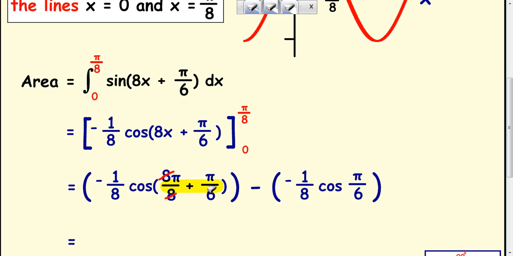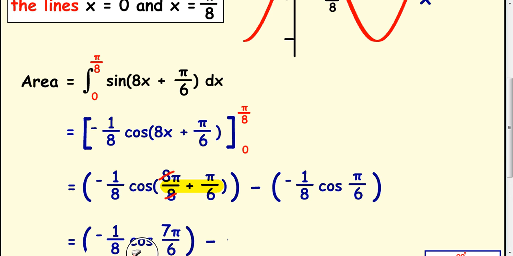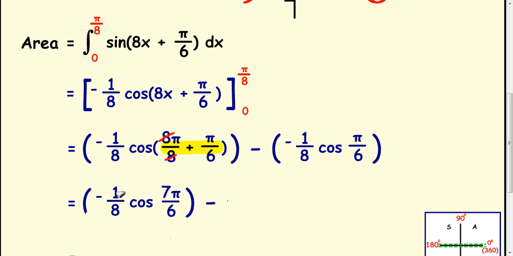So pi plus pi over 6, now that's really like just having, if we think about this over here, that's like having 1 plus a sixth, pi plus pi over 6. So 1 plus a sixth, that's just like 7 over 6. So the same thing happens here. This bit just goes to 7 pi over 6. So that goes to this, negative an eighth cos 7 pi over 6, take away, and this part.